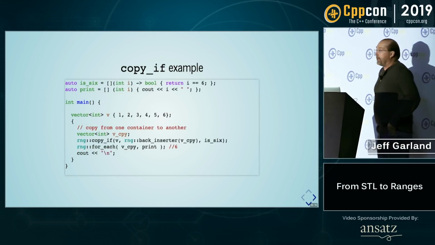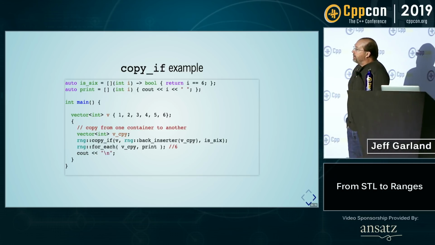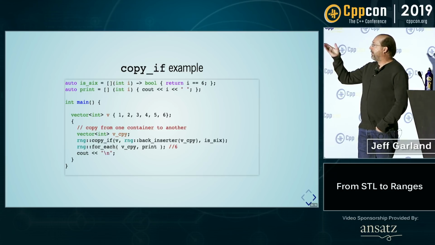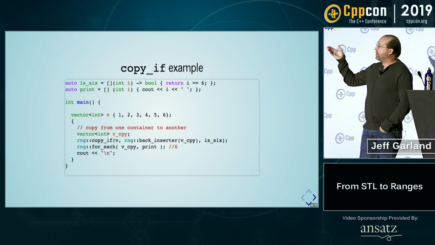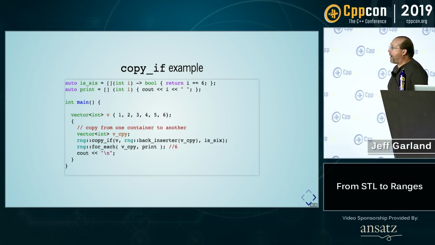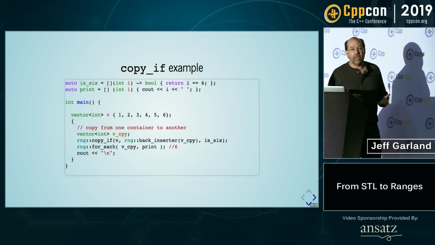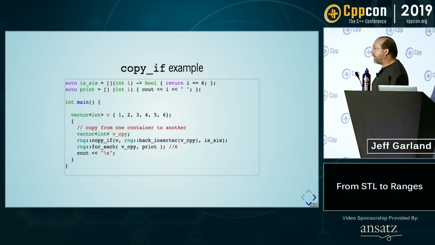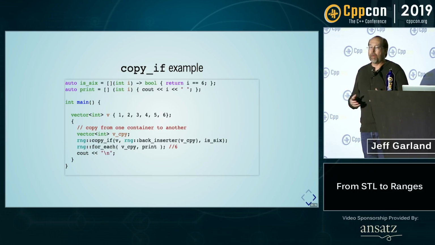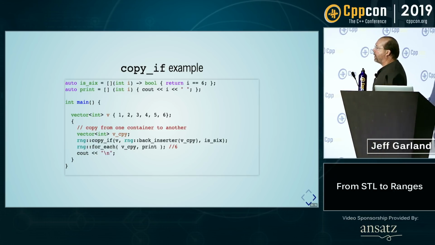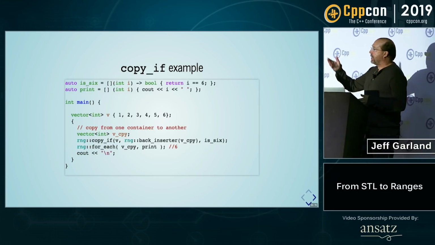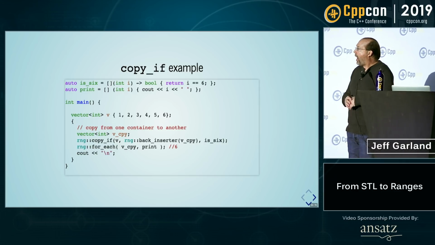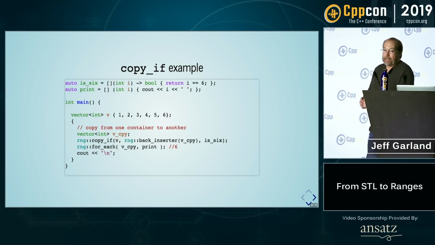Okay, let's look at another one, copy if. Again, very much the same as a standard algorithm today. You have a copy if, you pass it the vector, that's the range that it gets, and then you use the range back inserter. So the theme that you're seeing here is that the things that you've seen in the STL for 20 years are still there. They're in a new namespace, but they operate very much the same. And once again here, we're doing a copy into the v underscore cpy vector, and then we're printing it out.